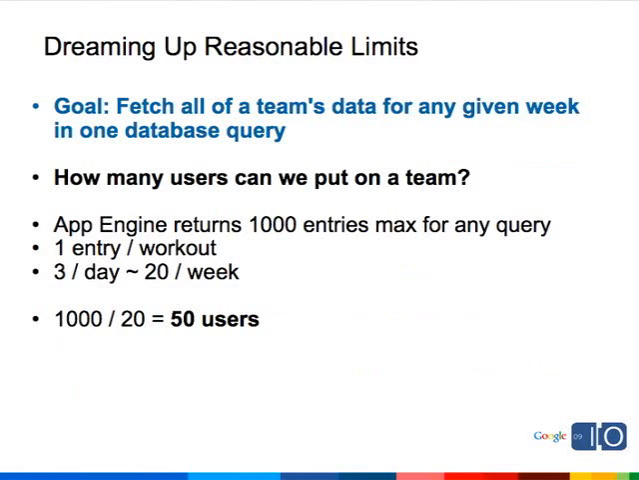So then we started writing down what were the goals for performance, right? We were using App Engine, so we decided that we wanted to fetch all of the team's data for a given week in one database query, right? Because there's limits on App Engine. You can only return 1,000 results max, so that was a nice limit that we had to work with.